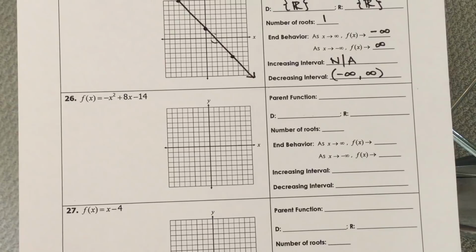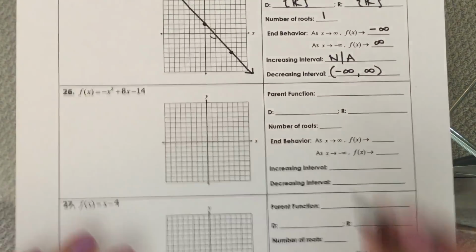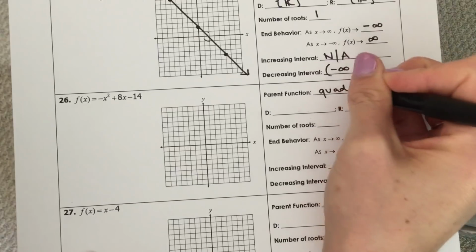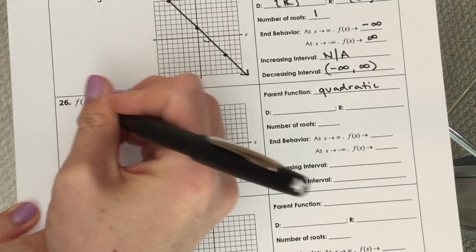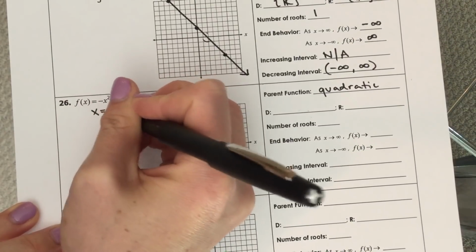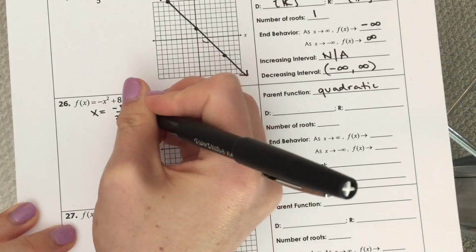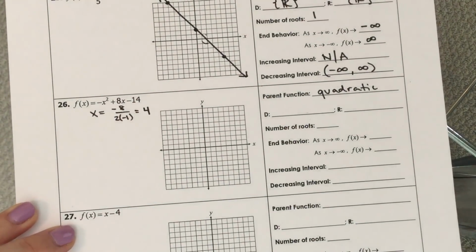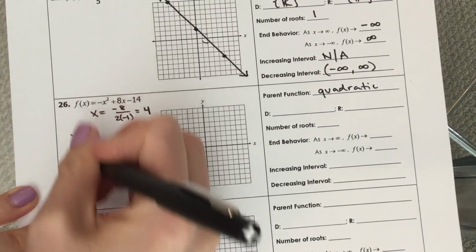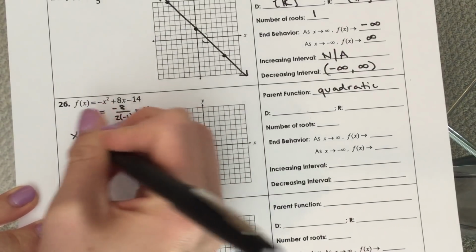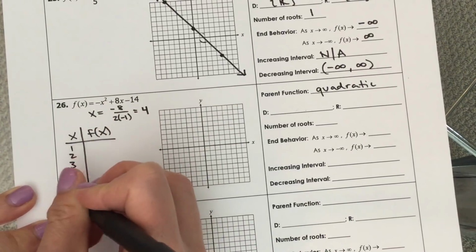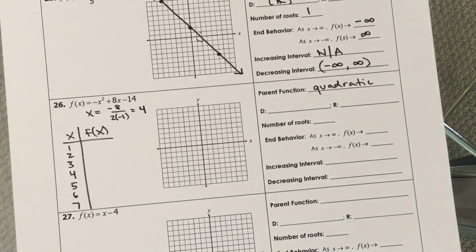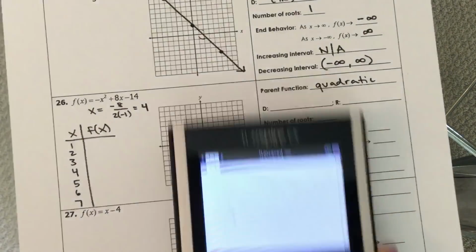All right, 26, we've got a quadratic. When you see the squared right there, you know it's going to be quadratic. So we start by finding the vertex. For the vertex, we use x equals negative b over 2a. So negative 8 over negative 2 is a positive 4. As soon as you know that value of the vertex, you can use that to set up a table. So our vertex goes in the middle, and then we go down and up from there. All right, so we can plug the first 4 into the calculator and then use symmetry.